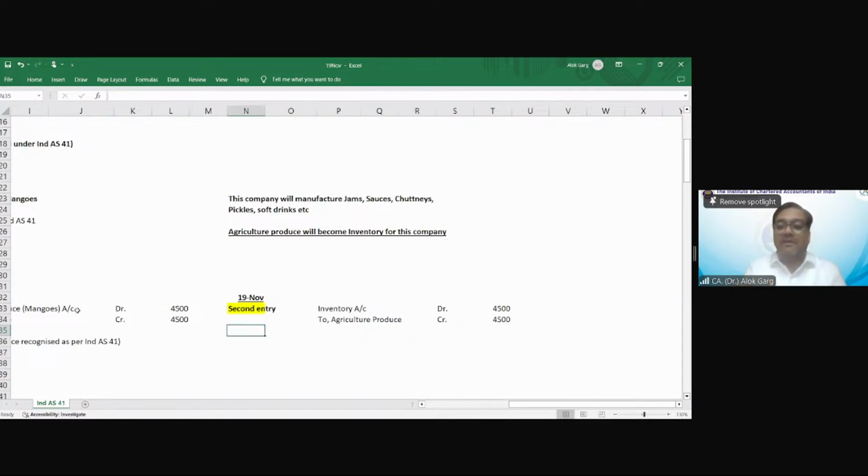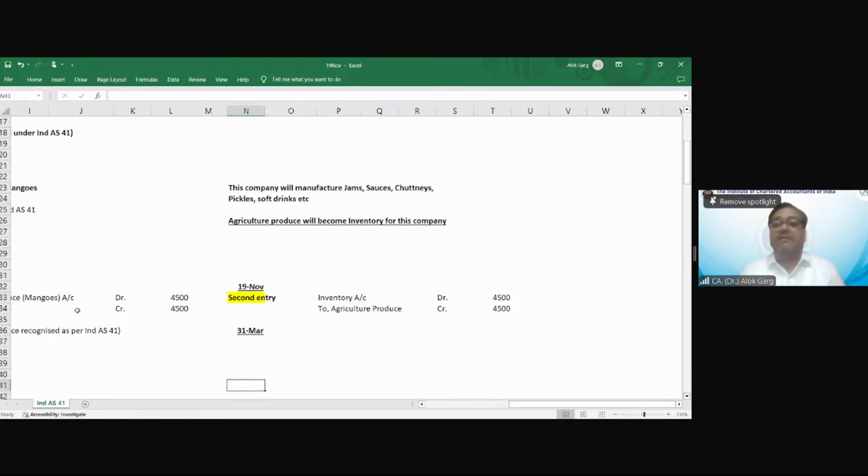Now 31st March came. Sir, it will be given in the question, right? Whenever in the exam, the cost to sell will be given in the question. And what is the cost to sell? For example, if you have to pay some brokerage commission or some taxes like stamp duty, these are the cost to sell.